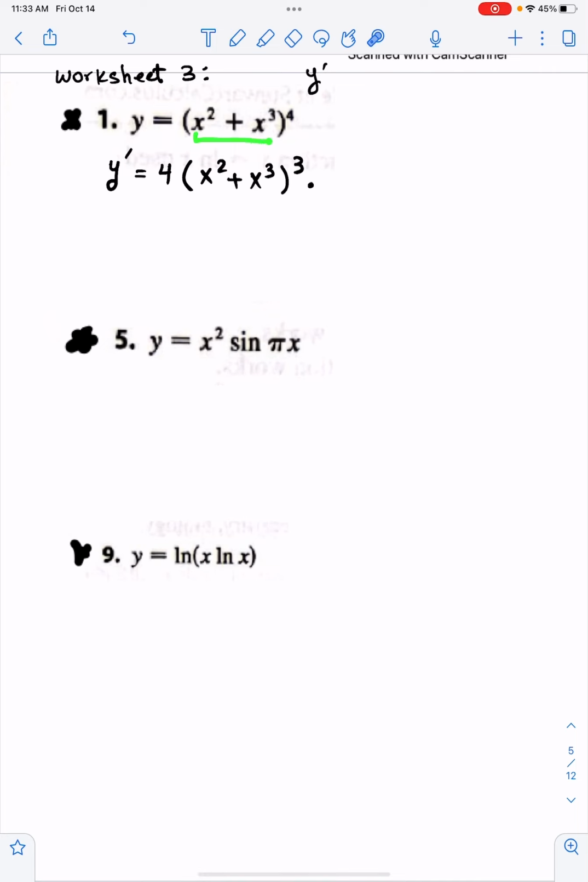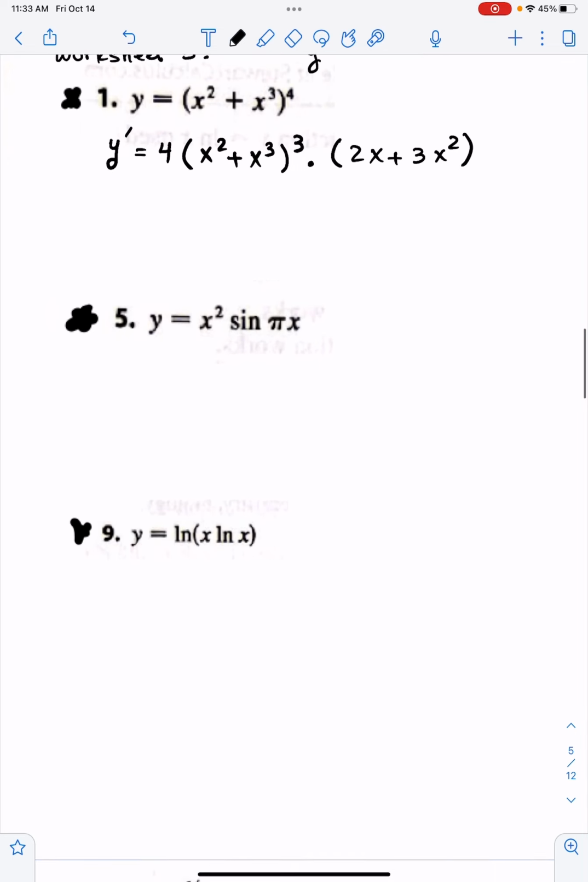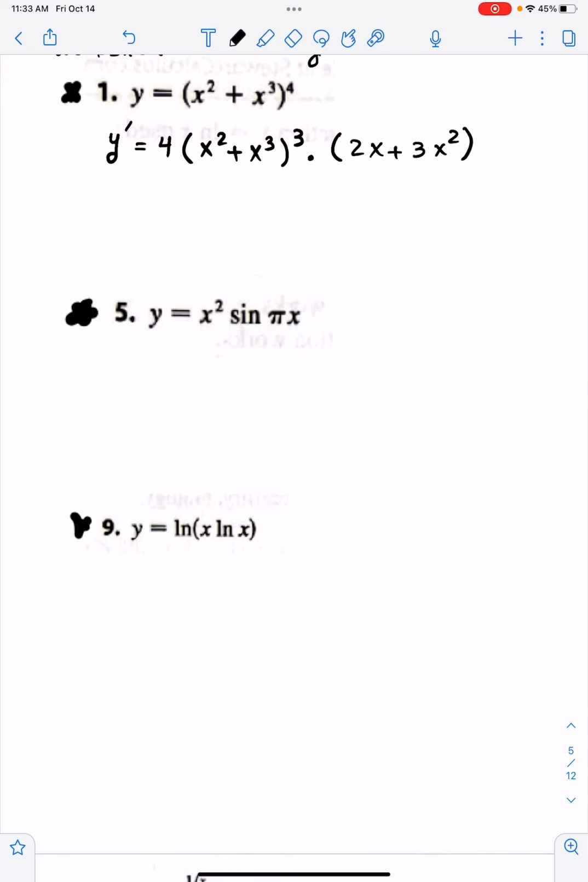So inside is x squared plus x cubed. The derivative of x squared is 2x, plus the derivative of x cubed is 3x squared. So basically for each of them, you bring the 2 to the front and subtract 1, so that's 2x to the power 1. And then you bring the 3 to the front, and you subtract 1 from the power, and that's 2. Okay, next. So you can leave it like that. You don't need to distribute anything. That would be sufficient for the test.